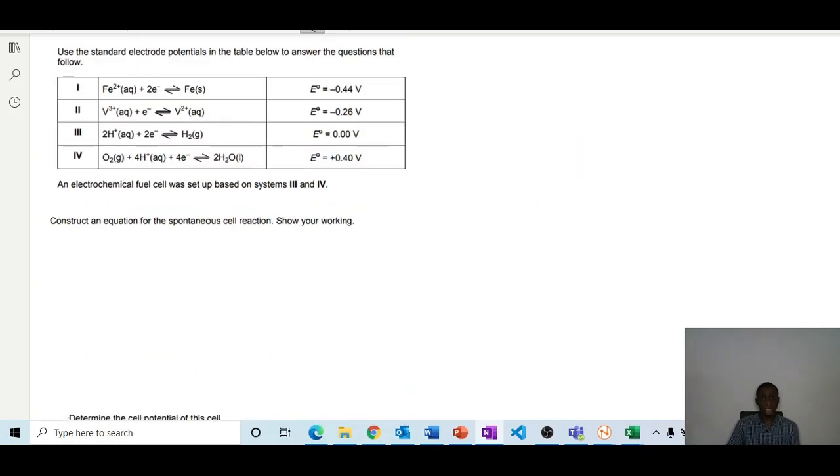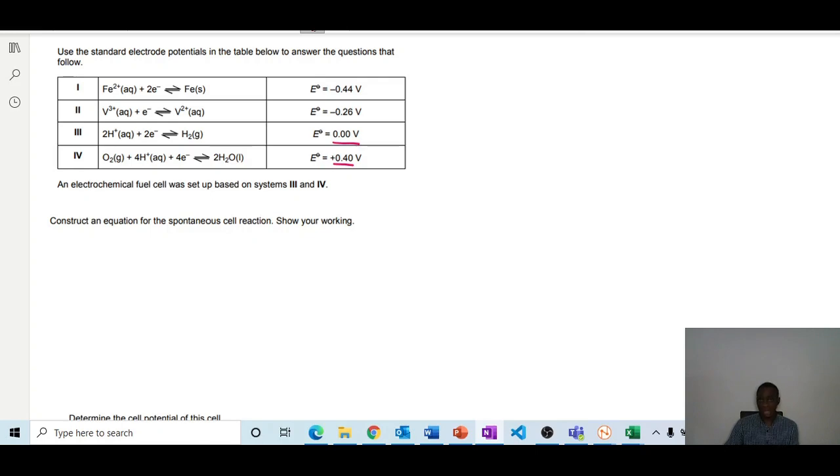We are going to construct an equation to show the spontaneity of this cell reaction. In order for us to do that, we have to first of all identify which system is undergoing oxidation and which system is undergoing reduction. So how do we do that? From the values of the E naught. You can see that system 3 has E naught value of 0.00 volts, and system 4 has an E naught value of plus 0.40 volts. Now remember that the more positive the value of E naught, the more tendency of that species to undergo reduction. Definitely, the other system is going to be undergoing oxidation.